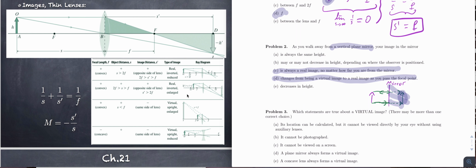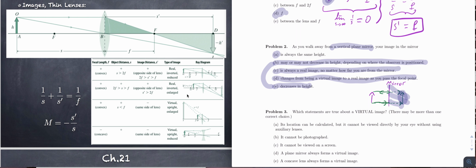May or may not decrease in height depending on where the observer is positioned. So here we have B and E, which are kind of similar, but we should eliminate these as well, and then of course giving A the right answer. But why does the height not decrease or increase?